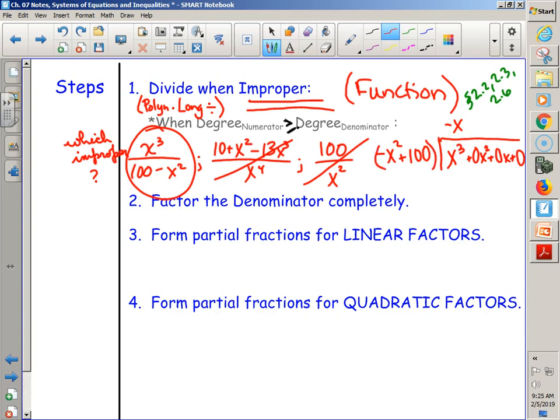When I go to distribute, I would get x cubed. Remember, you always want the first one to match. The next one, it just falls as it may. Negative x times 100 is negative 100x. I would put that in the x category. And then division, what do we always do? What operation? Subtract. Distribute your negative, right?